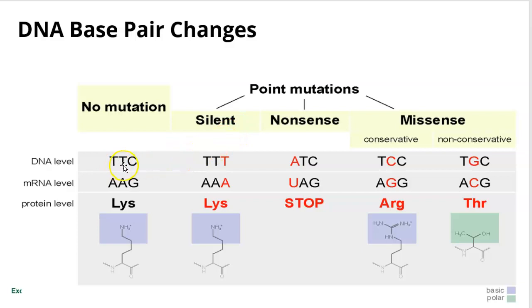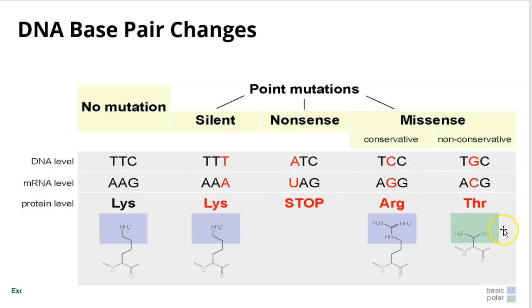But what if it went from TTC to ATC? Now we have a nonsense mutation. We get no protein. Or what if it goes from TTC to TCC? The RNA is AGG, and we get an arginine.